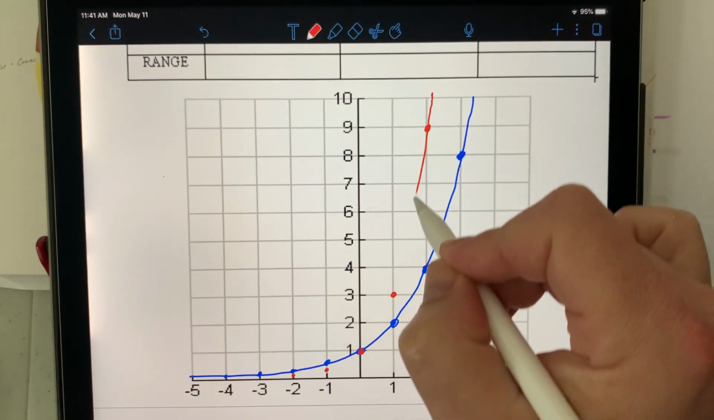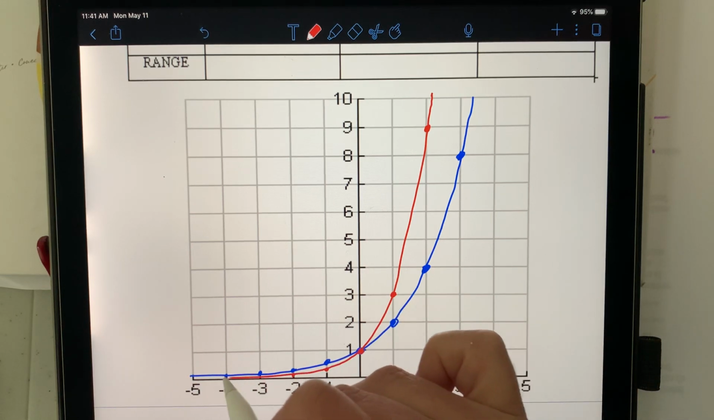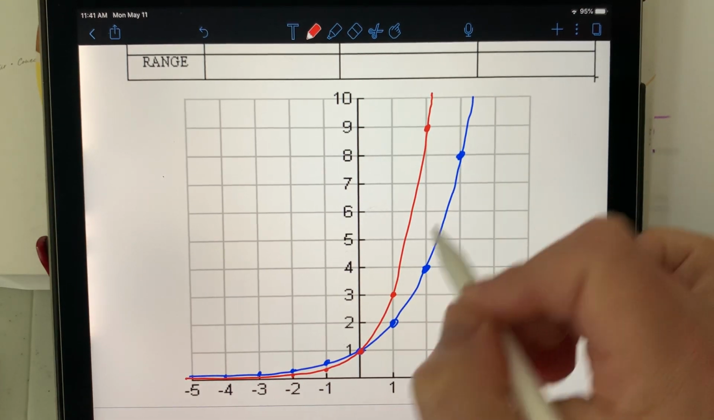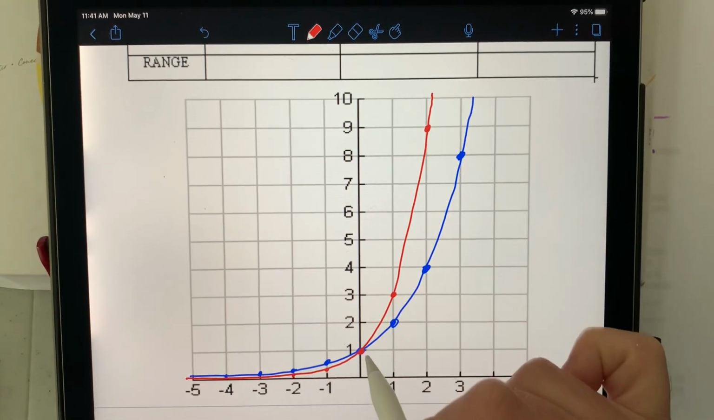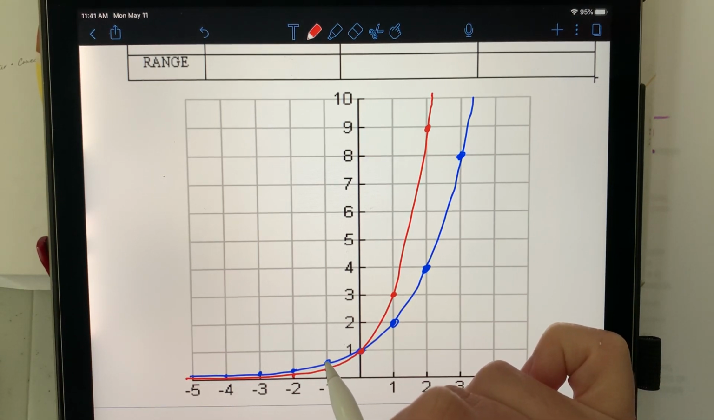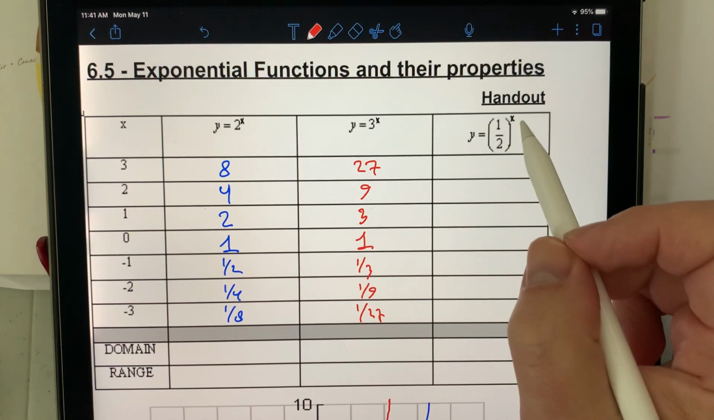Let's try to draw this. And something like that. And notice that, hey, the red line goes higher than the blue line on the positive side, but on the negative x, they flip around because, yeah, 1 over 2 is bigger than 1 over 3, right? So what happens if I had half to the power of x?